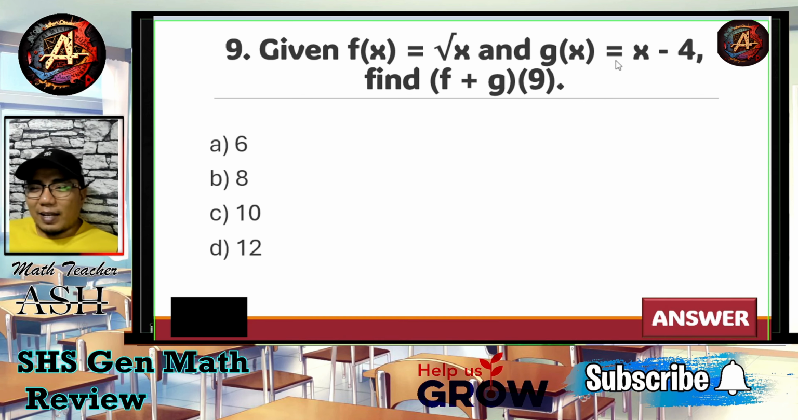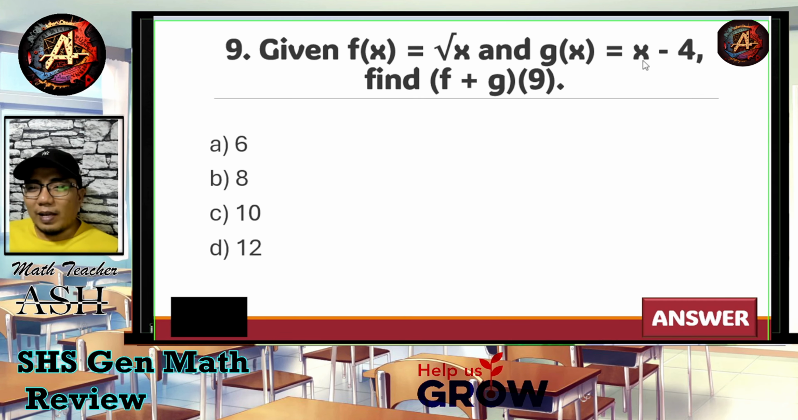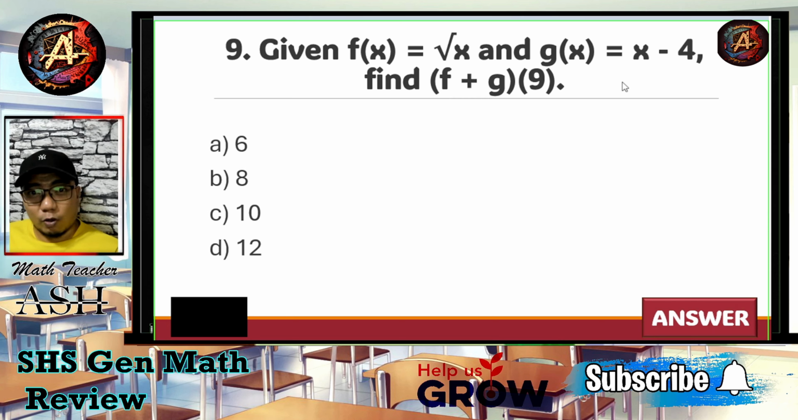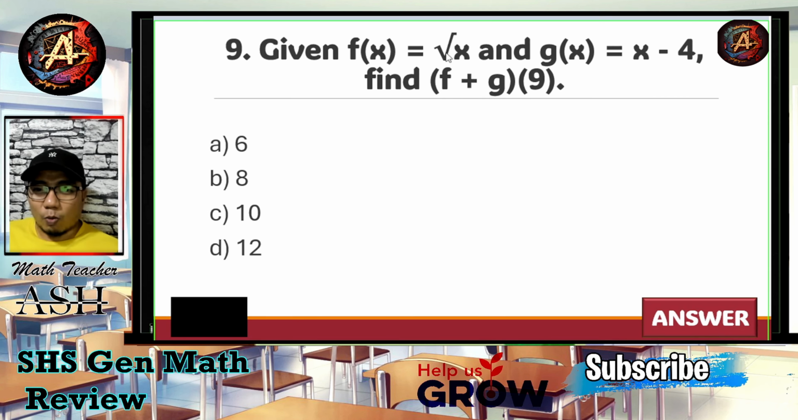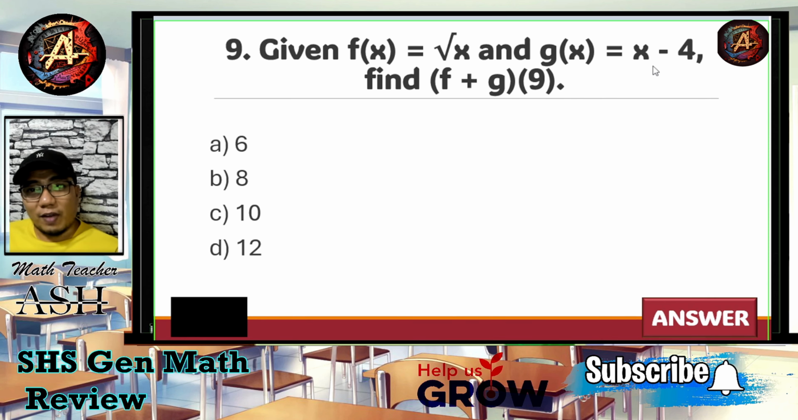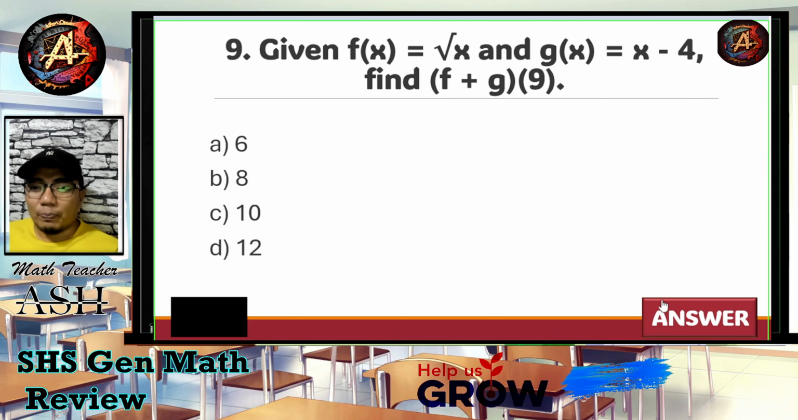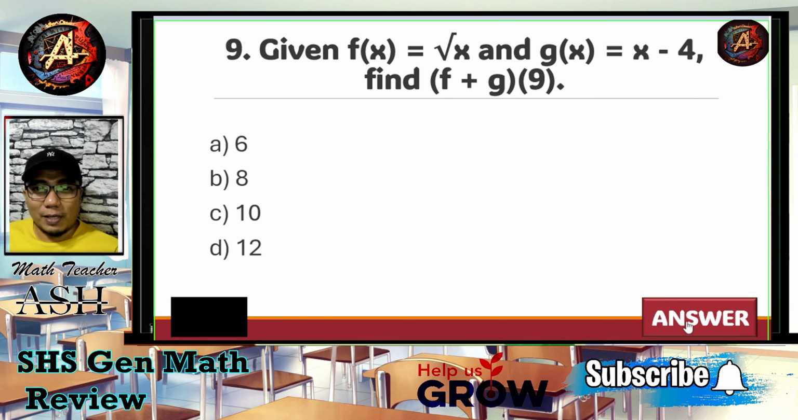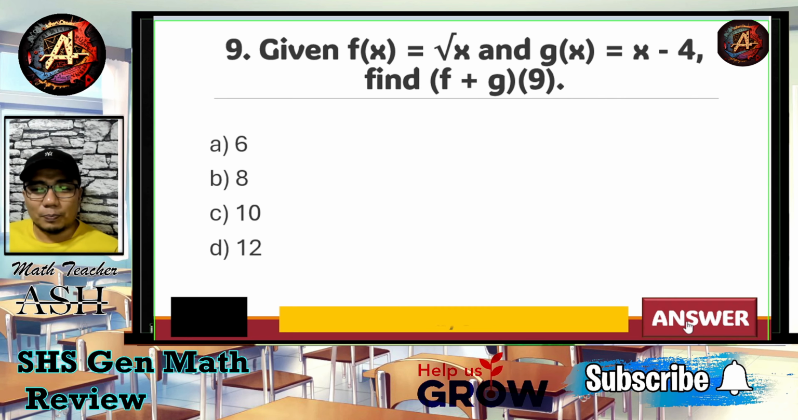Alright. Now, here in the g of x, we have 9 minus 4. So, 9 minus 4, that would be very good. That would be 5. So, for the f of x, we have 3. For the g of x, we have 5. So, 3 plus 5, what is the answer? Very good. That is 8. Therefore, the correct answer is letter B. Let's check whether we are correct.